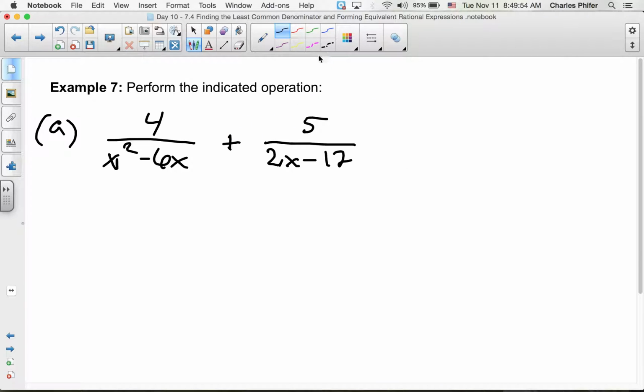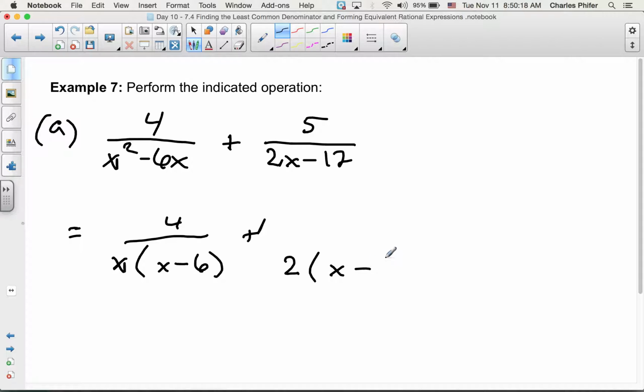so let's go ahead and factor out denominators. Okay, what can we factor out of here? Factor out an x. What does it leave us with? X minus 6. Keep the 4. What can we factor out of here? 2. What does it leave us with? X minus 6. Keep the 5. So then what is the LCD?